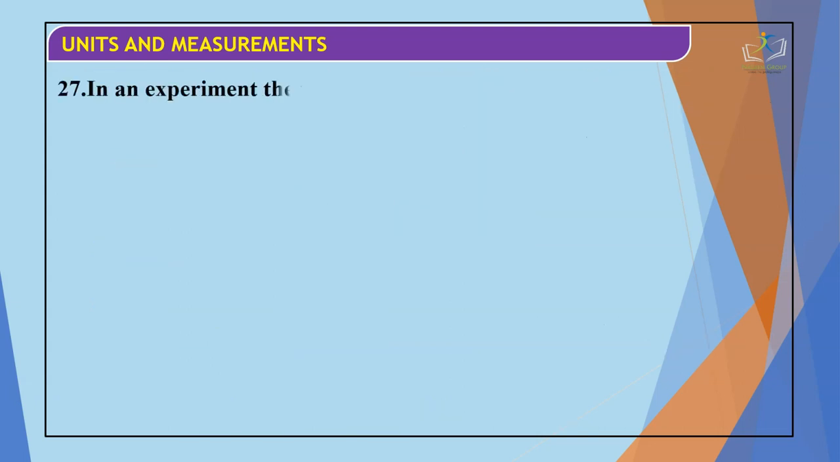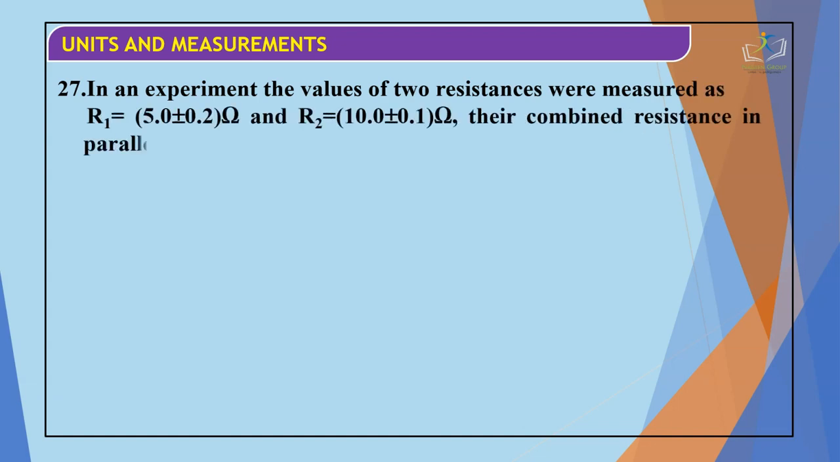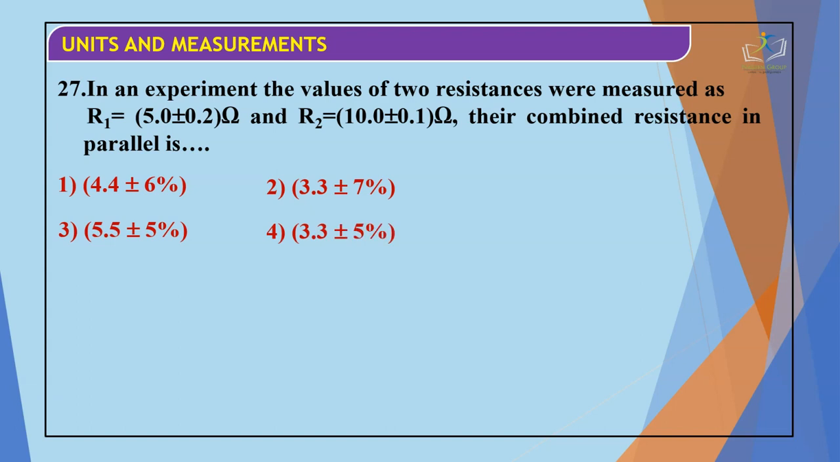Moving ahead. Next, question 27. In an experiment, the values of two resistances were measured as R1 is equal to 5.0 plus minus 0.2 ohm and R2 is equal to 10.0 plus minus 0.1 ohm. Their combined resistance in parallel is 4.4 plus minus 6%, 3.3 plus minus 7%, 5.5 plus minus 5%, and 3.3 plus minus 5%.